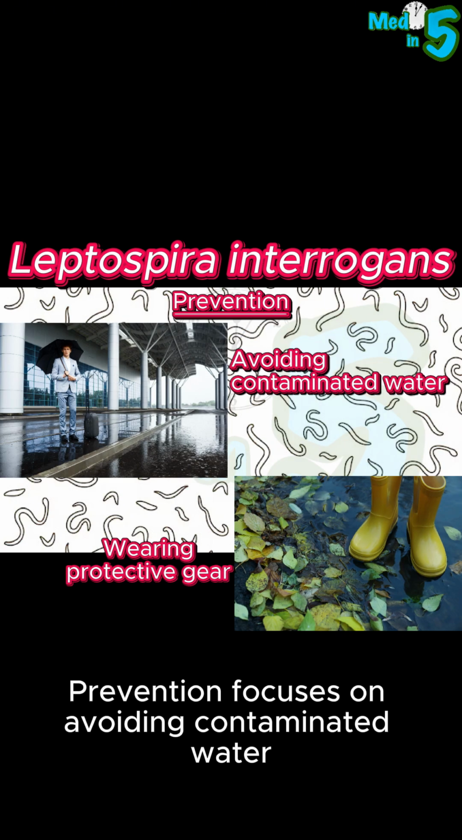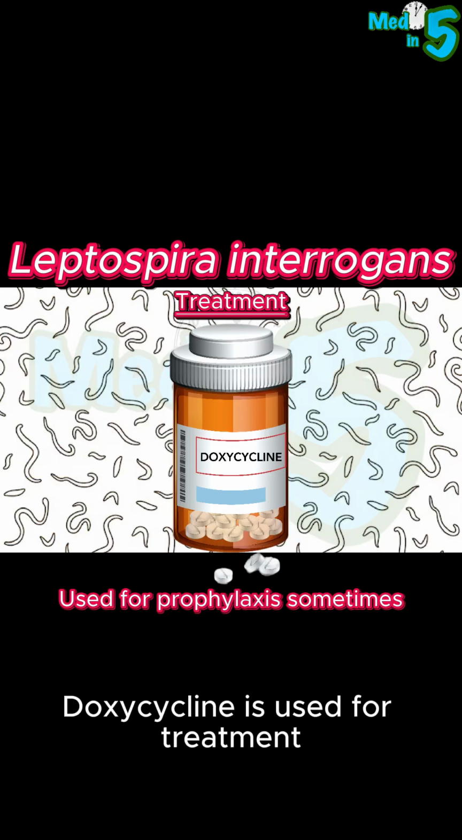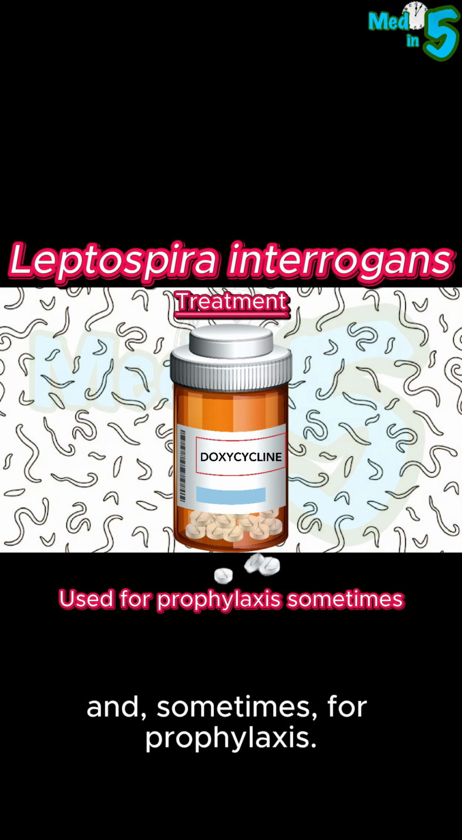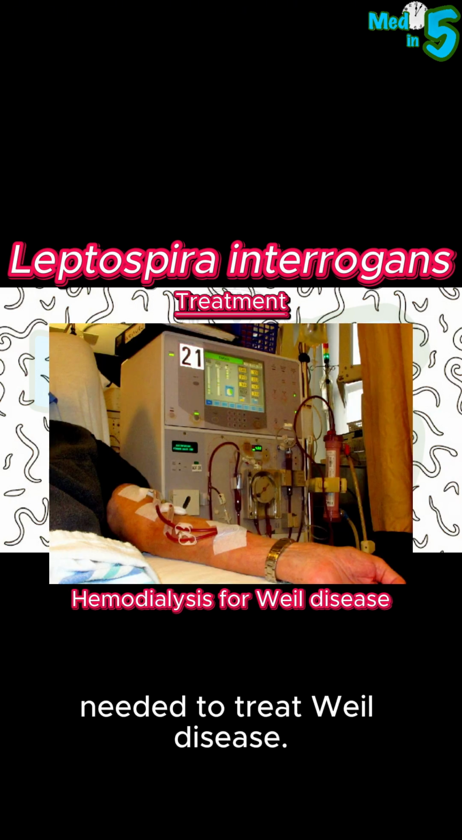Prevention focuses on avoiding contaminated water and wearing protective gear. Doxycycline is used for treatment and sometimes for prophylaxis. Hemodialysis is often needed to treat Weil disease.